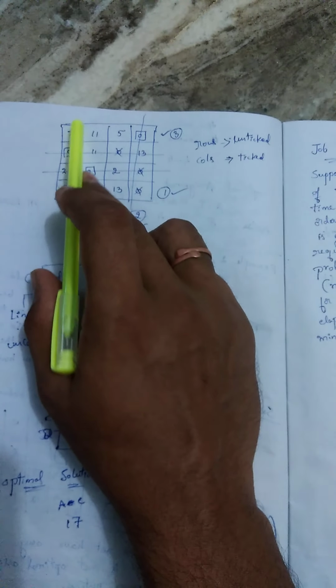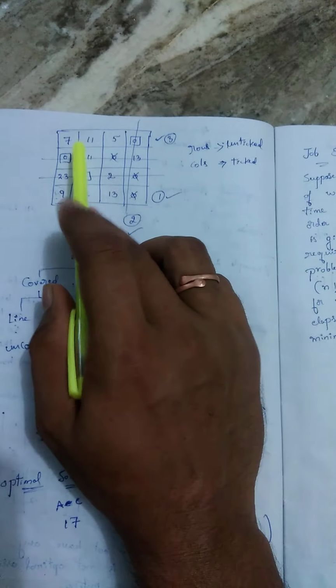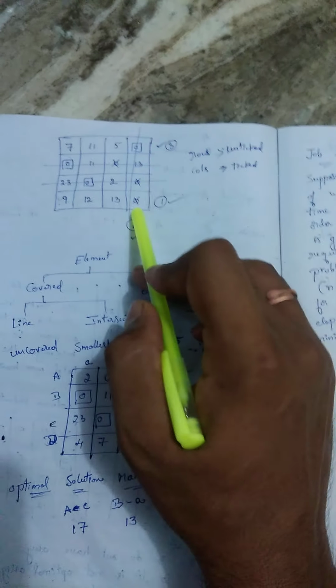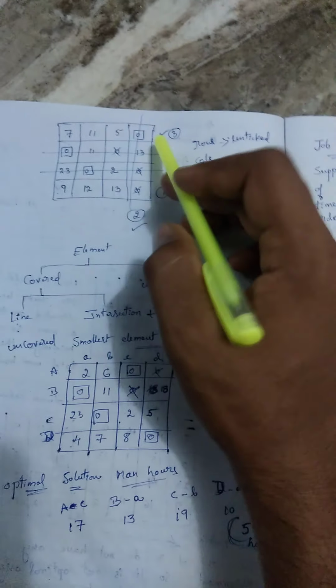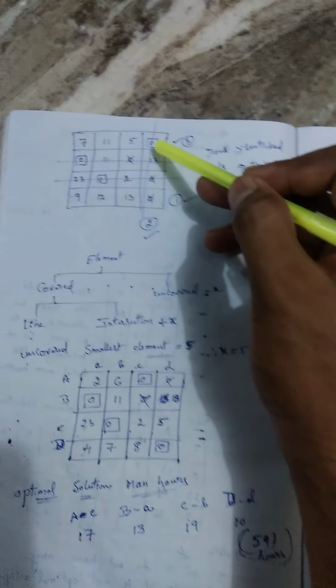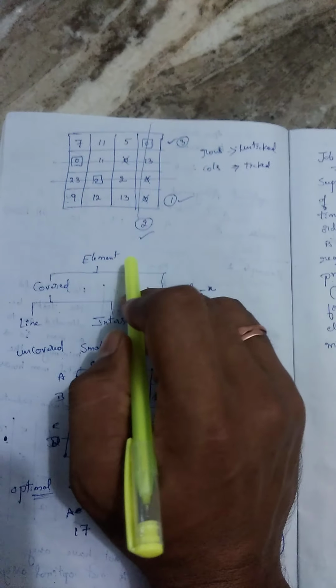Coming to the columns, there is no tick mark for the first column, the second column, or the third column. In the fourth column we have to put a tick mark, because we drew the line for the fourth column, because we have more than one 0 in the fourth column. That's why we put a tick mark here.